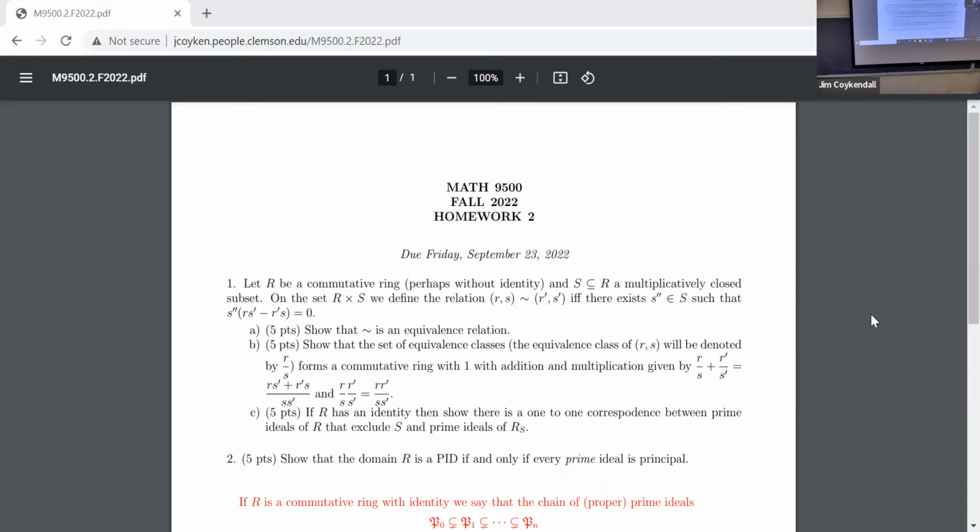And number three, if R has an identity, then show there is a one-to-one correspondence between prime ideals of R that exclude S, and of course I mean that the prime ideal P intersect S is empty, and the prime ideals of R localized at S. Just for your own interest, the reason I assume identity here is because I wanted it to be well defined what I mean by prime ideal upstairs, right? Because if you remember, sometimes if you don't have identity, you might have things that don't have maximal ideals.